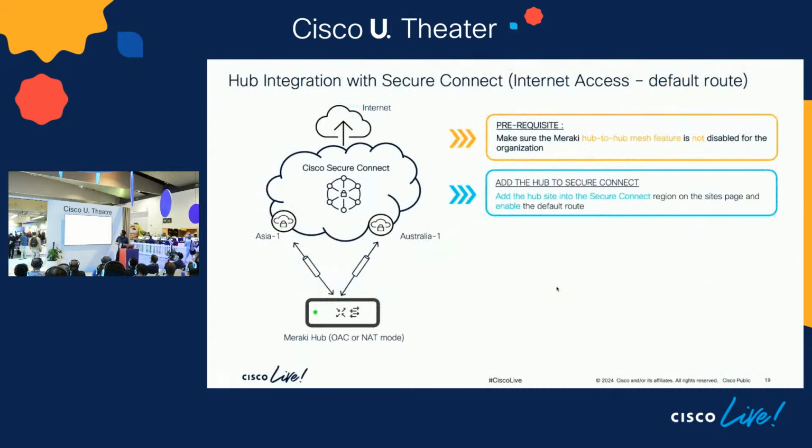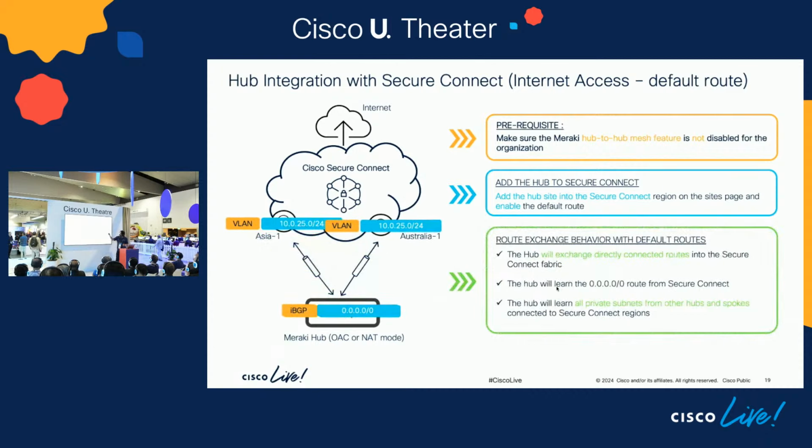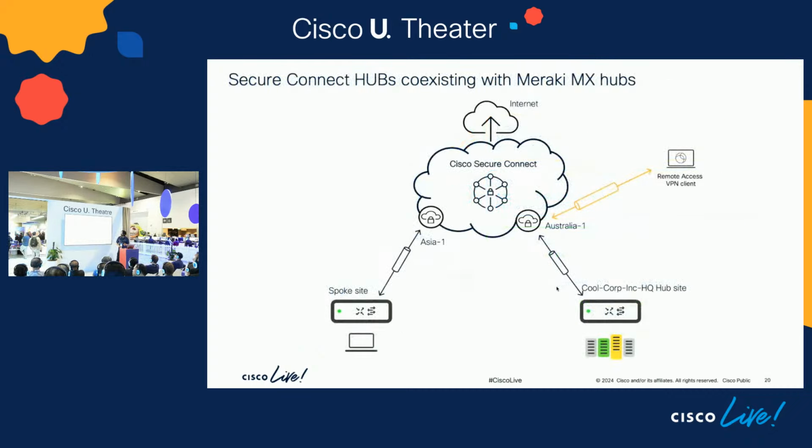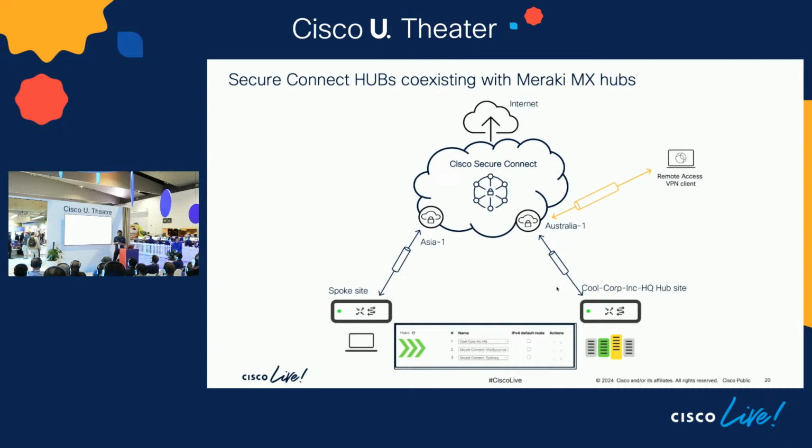Once you change that behavior, what will happen? The default route will be advertised by Secure Connect Fabric, and then the hub will also advertise its private subnet. So we offer flexible design options. There will be situations where you may want to use this fabric just for internet security for your branch locations, and you still want to maintain direct SD-WAN tunnels between your hub and branch, or hub and spoke. So that is very possible.